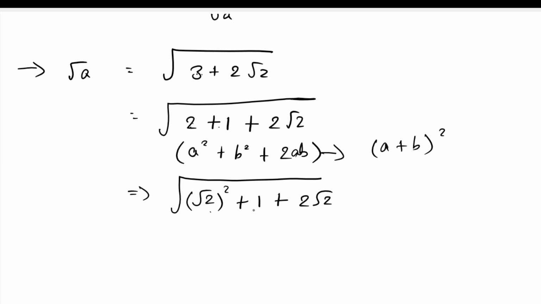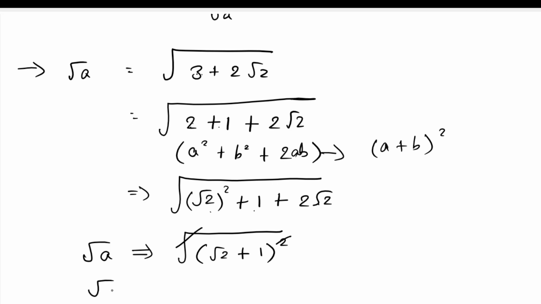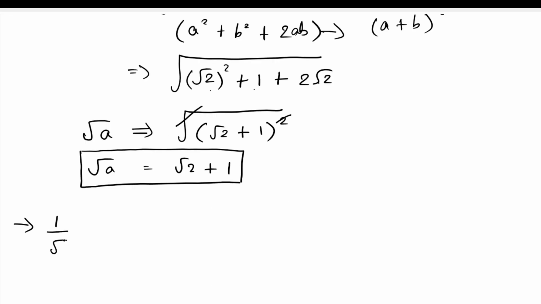So now this is in the form A square plus B square plus 2AB. So this can be written as root of A plus B the whole square. So A is root 2, B is 1, the whole square. So square root of A is equal to this. Here the square and root will get cancelled. So root A is equal to root 2 plus 1. Now let's find what is 1 by root A. So root A is root 2 plus 1. So 1 by root A is 1 by root 2 plus 1.